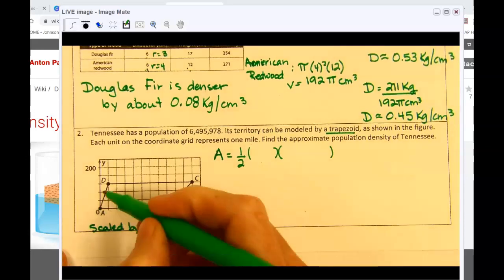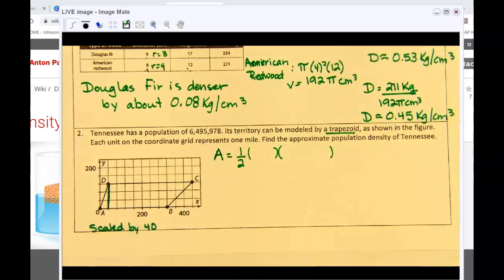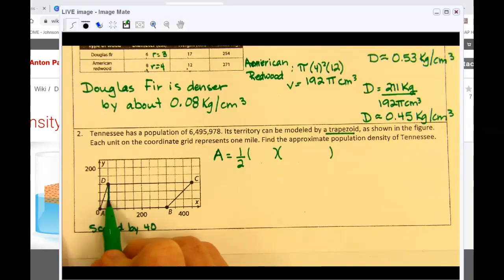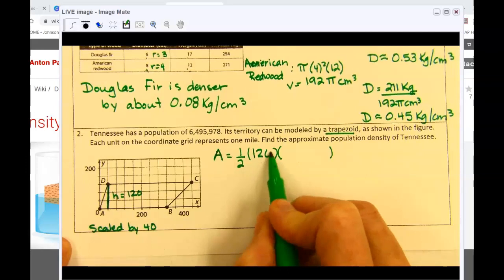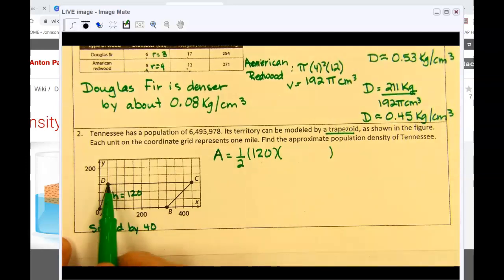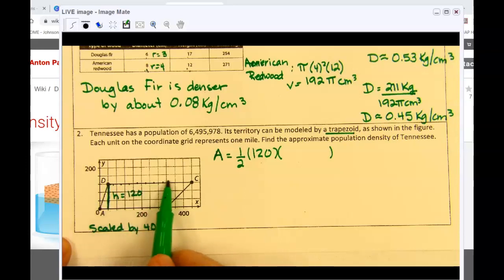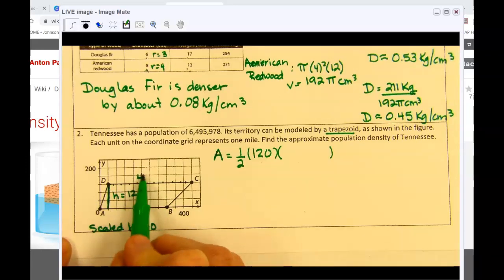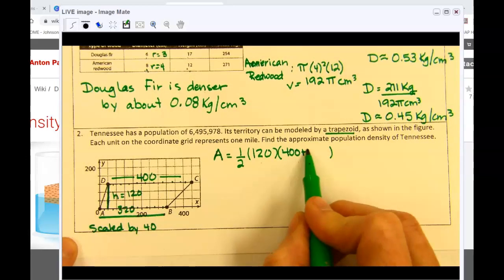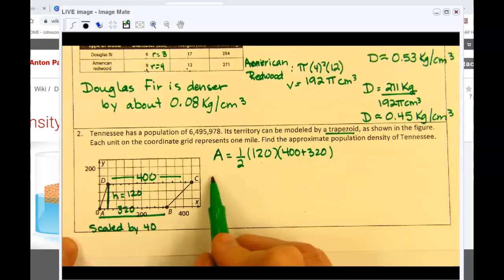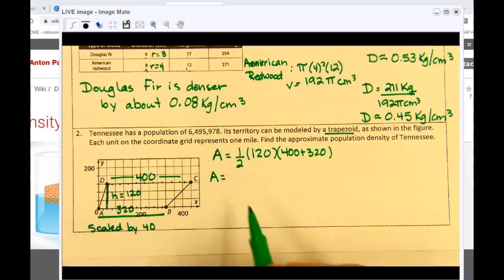Now, in order to get the height, we can look this way. If that is the height right there, and it's scaled by 40, that is 3 units. So the height is 120. Next, we need to do the bases. So we have 1, 2, 3, 4, 5, 6, 7, 8, 9, 10. So that is going to be 400 miles. And this is 1, 2, 3, 4, 5, 6, 7, 8. So this piece right here is going to be 8 times 40 for 320. So 400 plus 320. Now this is going to give me the area approximately of Tennessee.